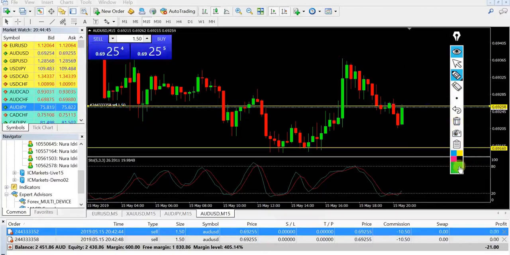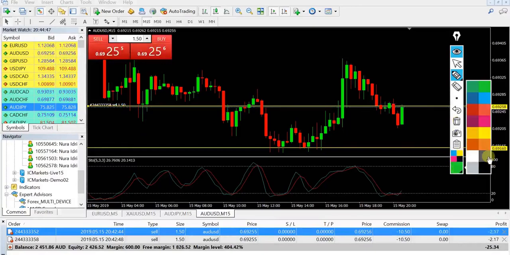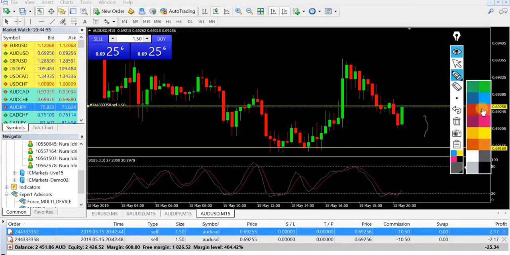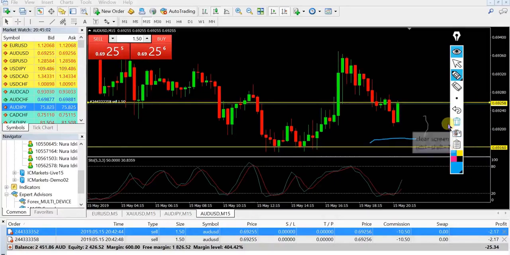Gentlemen, identifying support and resistance points is not that difficult, which I'm trying to show you, some of those points now. Okay, let me use this color. Those points are like this. Look at this place.